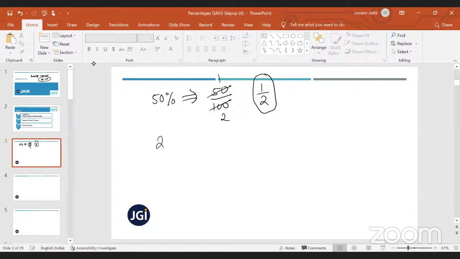Similarly, can you tell me what is 20% in fraction? 20 by 100, 1 by 5. So 1/5 of anything will be 20%. Similarly, can you tell me what is 25%? 1 by 4.